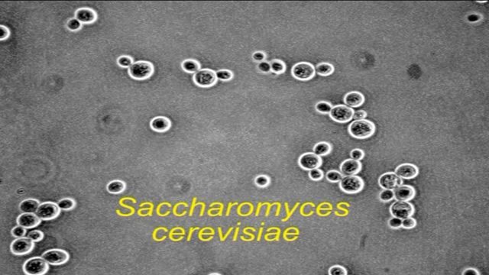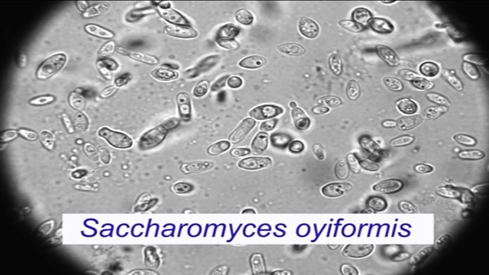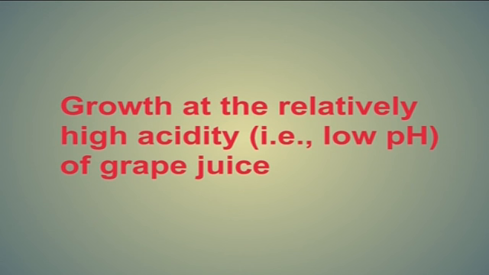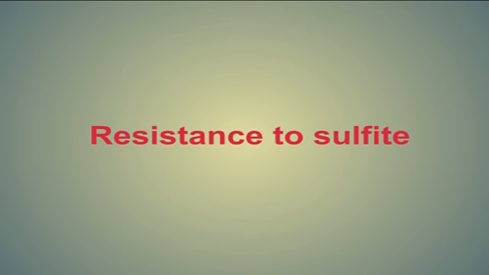Yeasts are then inoculated into the must. The yeast which is used is Saccharomyces cerevisiae, and other yeasts which have been used for special wines are Saccharomyces fermentati and Saccharomyces oviformis. Wine yeasts have the following characteristics: growth at the relatively high acidity, that is low pH, of grape juice, resistance to high alcohol content higher than 10%, and resistance to sulfite.